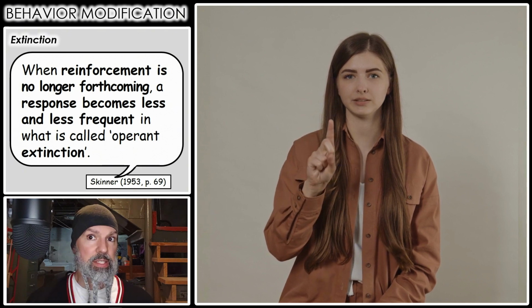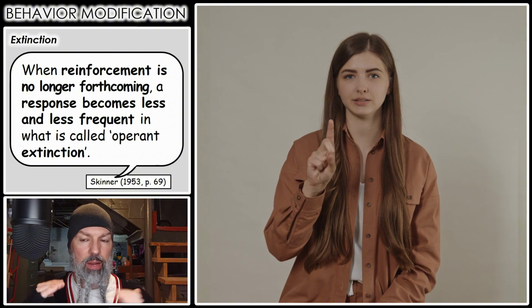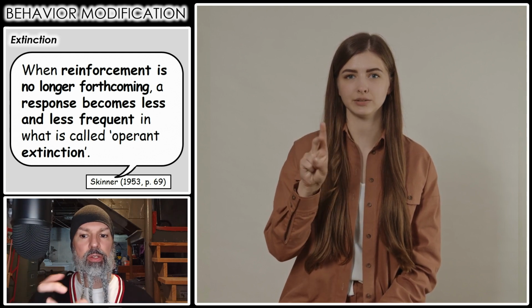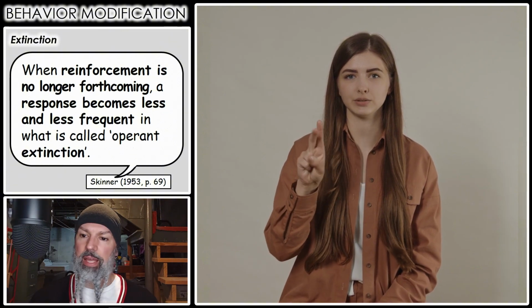So in this case, if you're going through the extinction procedure, you cannot reinforce. You got to stop that reinforcement by not allowing the individual to escape or avoid the task. You have to make sure that that individual has to engage in the behavior that they previously used this problem behavior to avoid. So for example, let's say that you have, again, we'll stick with a child example.